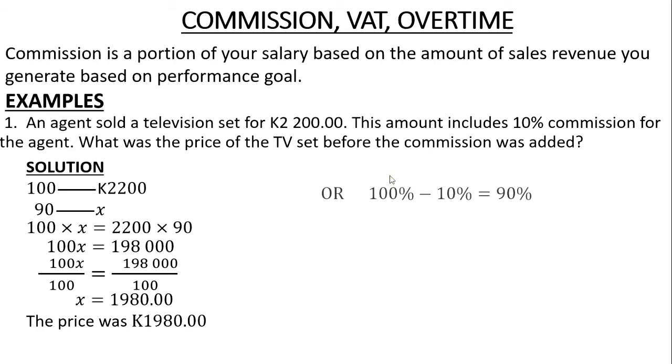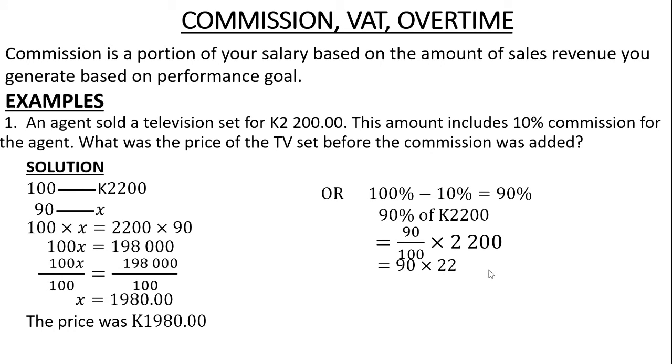Or you can say 100% minus 10% is giving us 90%. So we'll get 90% of 2,200 kwacha. Percent means denominator 100. Of means times. So say 90 over 100 times 2,200. Divide 100 into 100. The zeros will go. We'll remain with 90 times 22. 90 times 22 is giving us 1,980. Therefore, the price was 1,980 before the commission was added.